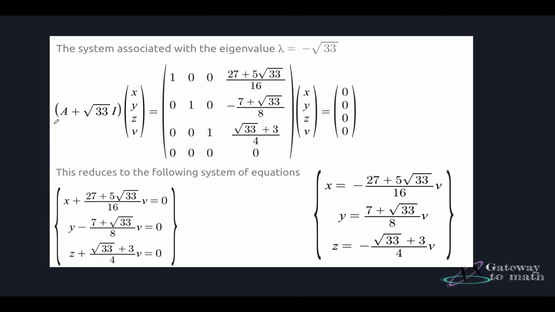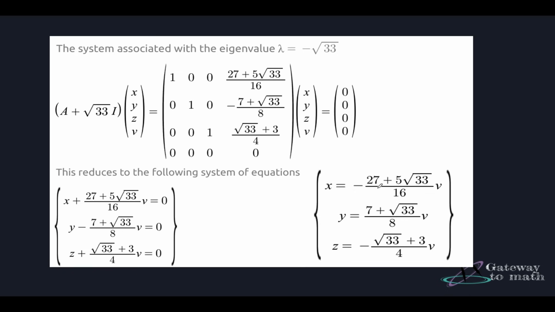Let's plug in these values with the original equation. That was a plus under root of 33 times I, x, y, z, w. Let's plug in the values. Let's do the multiplication here. So we get x plus 27 plus 5 under root 33 upon 16 times v equals 0, y minus 7 plus under root of 33 upon 8 times v equals 0, z plus under root of 33 plus 3 upon 4 times v equals 0 respectively. Let's bring all these values in the right hand side of the equation.